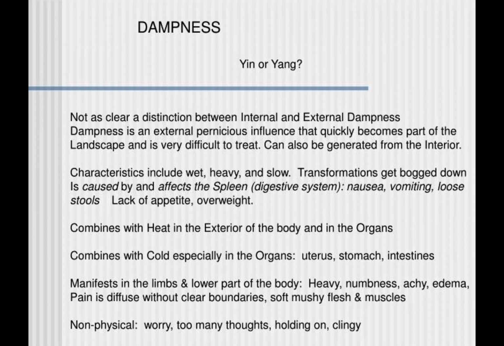Manifests in the limbs and lower part of the body, like heavy, numbness, achy, and edema. Pain is diffuse without clear boundaries, soft, mushy flesh, and muscles. Non-physical, like worry, too many thoughts, holding on, and clingy.